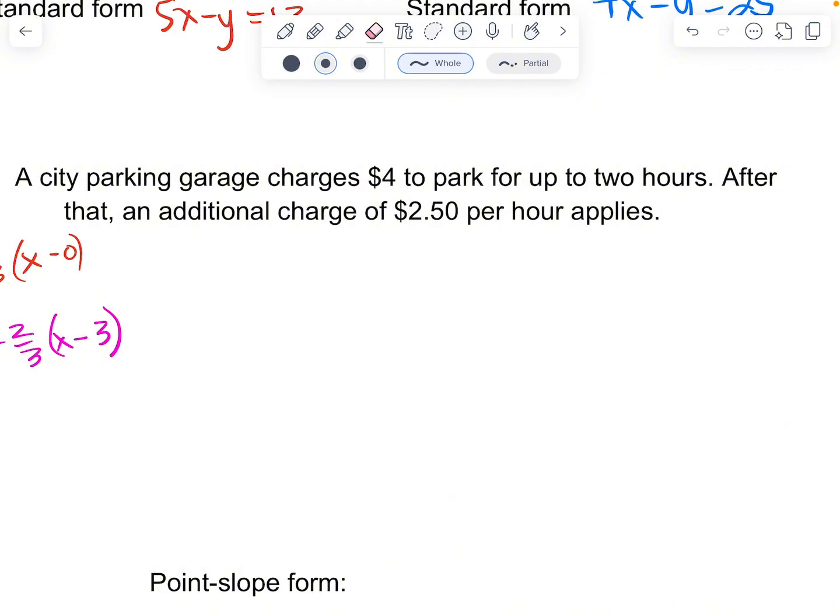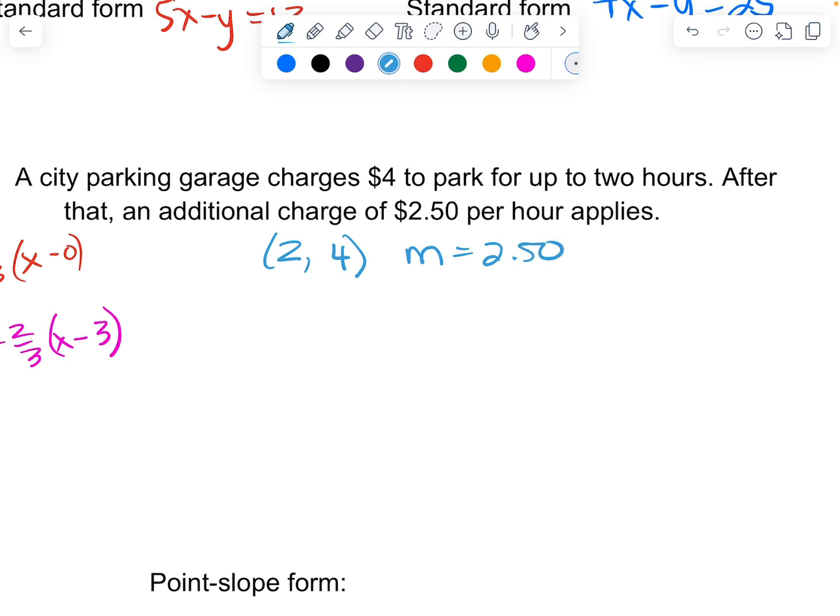A city parking garage charges $4 to park for up to 2 hours. After that, an additional charge of $2.50 per hour applies. So that means, at 2 hours, it costs $4, and then we have a slope of $2.50. Now, what this should have said is x has to be greater than 2, because from 0 to 2, it's still $4. It would be a piecewise picture, and we're not going to deal with the piecewise now.